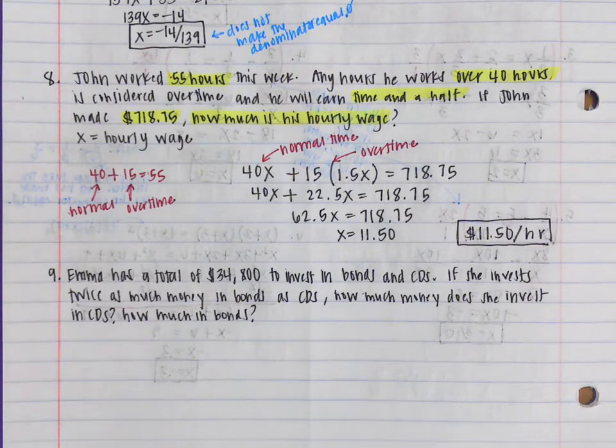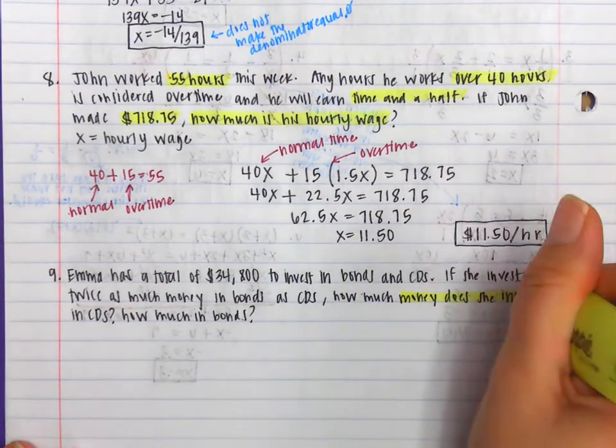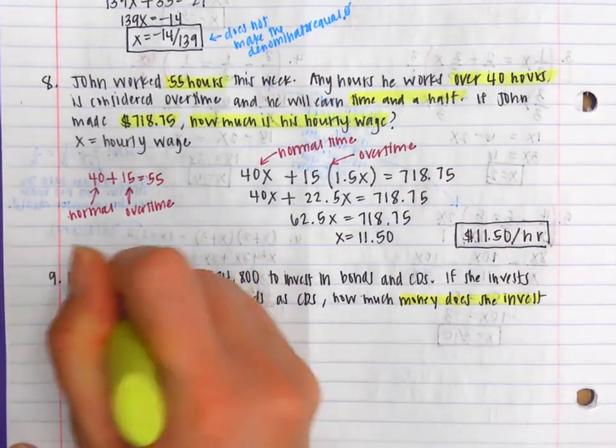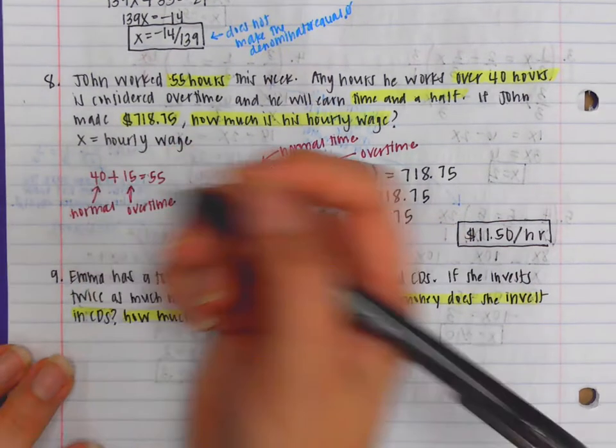First thing, every single time I look to see what it's asking me to find. It's asking me to find how much money does she invest in CDs and how much in bonds. So there are 2 questions here. So that means there are 2 unknowns. So that means there are 2 variables here.